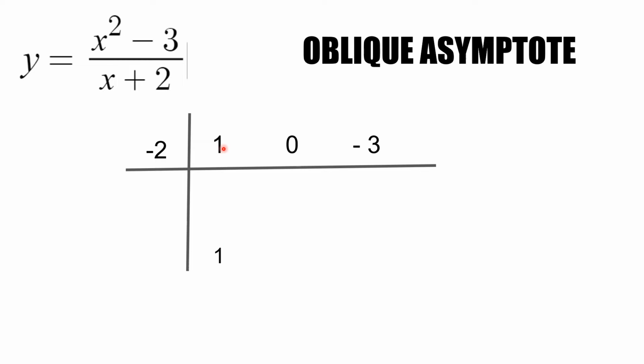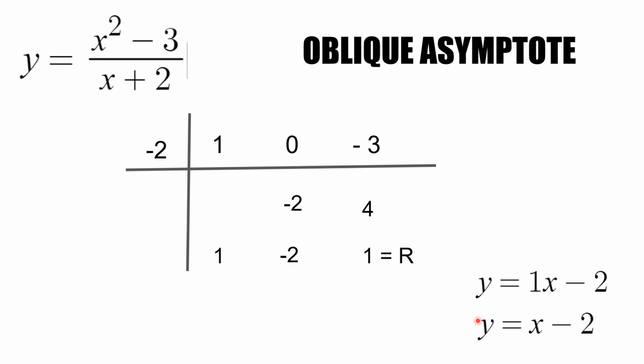As you can see here, we have brought down 1. We will multiply that by negative 2, giving negative 2. Negative 2 plus 0 is negative 2. Negative 2 times negative 2 is 4. And negative 3 plus 4 is 1. That is the remainder of our oblique asymptote synthetic division. Therefore, our equation using the coefficients 1 and negative 2 is y equals 1x minus 2, rearranged to y equals x minus 2.